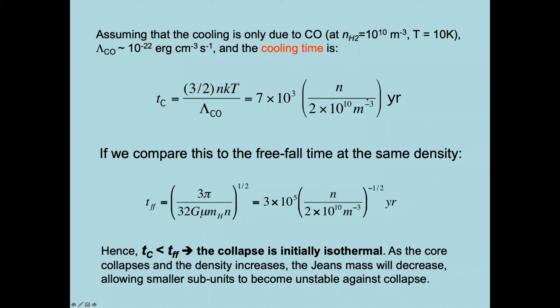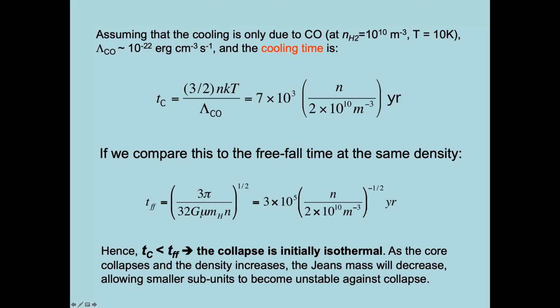So let's go back to our cooling time. Our cooling time is, you remember, 3.5 nKT, so this is the internal energy, the U, divided by Lambda, the cooling from the CO. Putting together the numbers, you have something like 7 times 10 to the 3 years, assuming a typical dense core density, say 10 to the 4 per cubic centimeter, or 10 to the 10 per cubic meter.